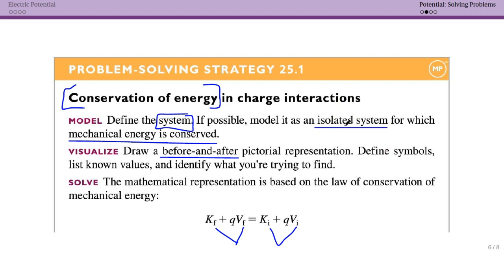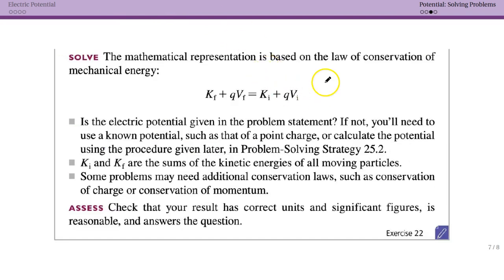Then for the solving, we start with this conservation of energy equation and note that Q times V is just the same thing as talking about potential energy, U. But frequently we're going to actually be using electric potential, not just directly potential energy, so that's one reason why it's expressed this way. You start from here and then you work towards whatever it is you're asked to solve. So let's look a little more at solving.